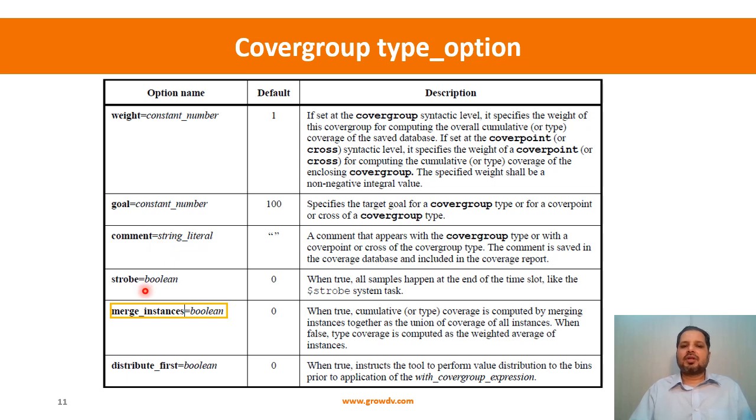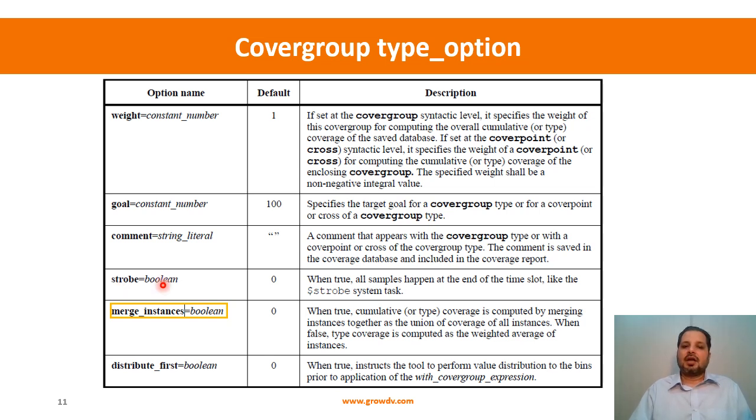And strobe, there is an option called strobe, which takes a boolean value, 1 or 0. It controls when the variables get sampled within the cover group. If you want it to happen in the postponed region, then you can set strobe equal to 1. This behaves similar to the strobe system function call.